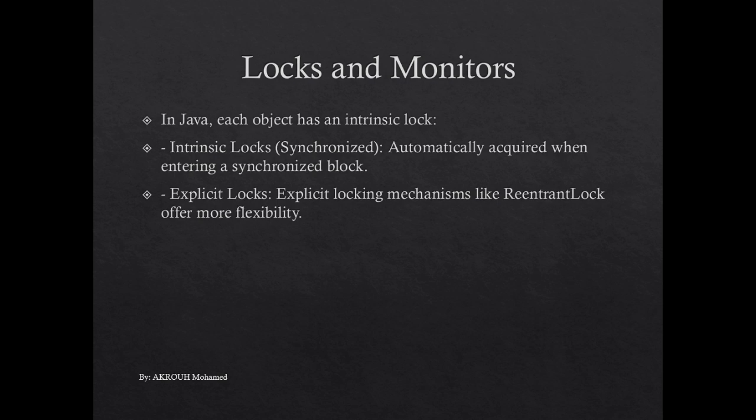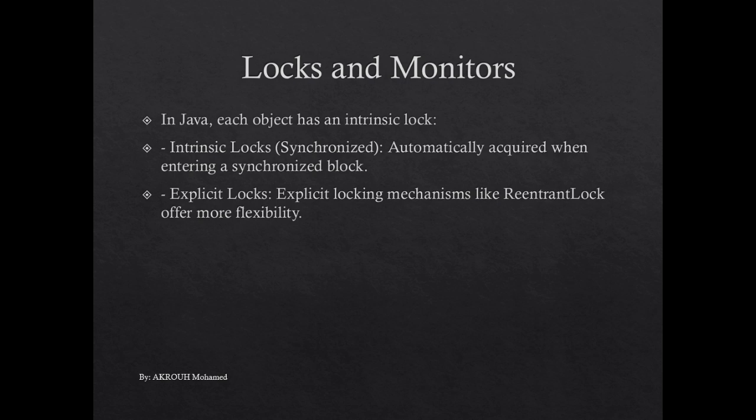Next, we'll dive into locks and monitors. Each object in Java has an intrinsic lock or monitor. A thread must acquire this monitor before it can enter a synchronized block of code. There are two types of locks. Intrinsic locks, or synchronized locks, are automatically associated with every object in Java.